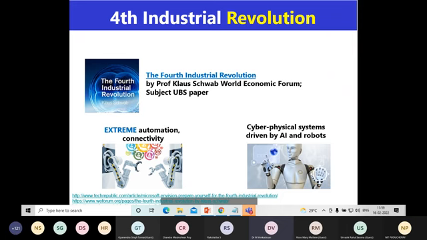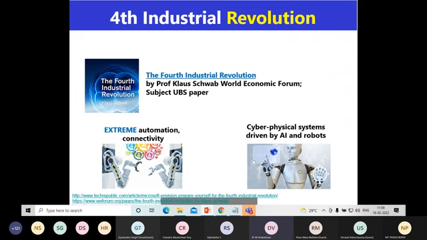And also now people are talking about automation, extreme automation and connectivity. You know IoT, what is that? Internet of Things. And now people are talking about SIoT and IoT. Whatever it may be, the ultimate aim is to make our life very easy. That is the ultimate aim of techniques like AI and IoT.